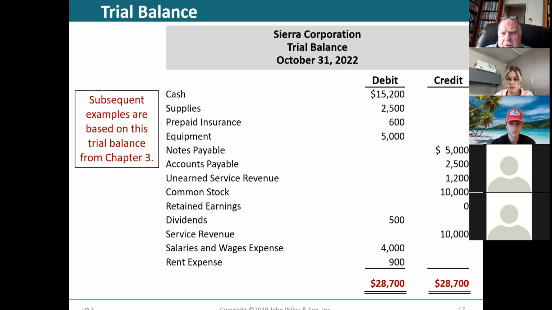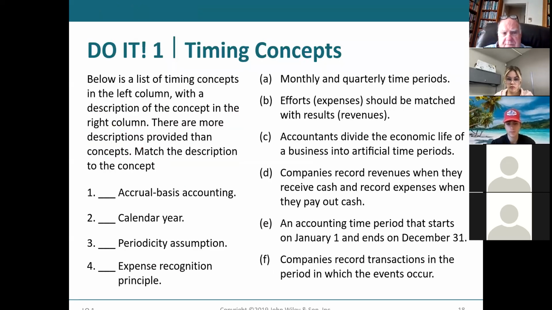So they're just showing you a trial balance here. I'm not exactly sure why. So this is your beginning trial balance, okay? This is the trial balance we worked with in chapter 3. We know it is incomplete. Below is a list of terms in the left column with the description of the concept. There are more descriptions. Provide the description. Let's just do this together.